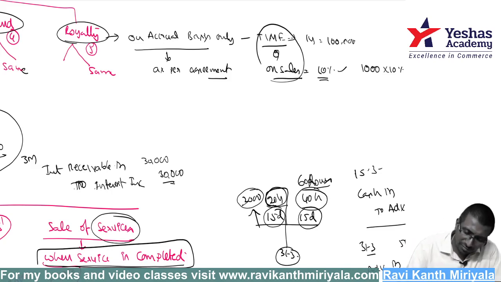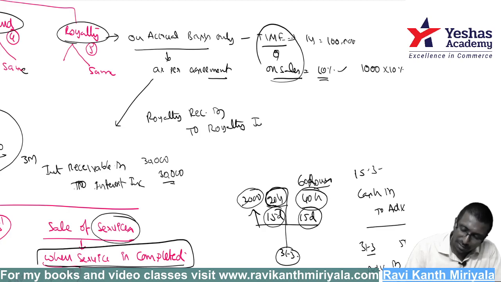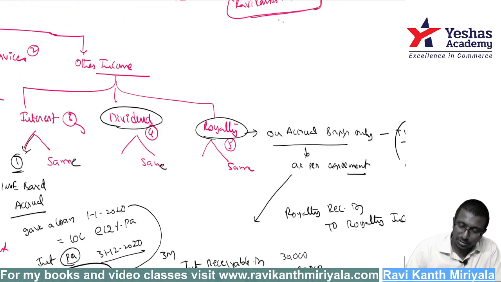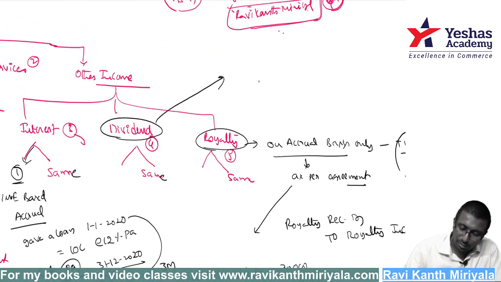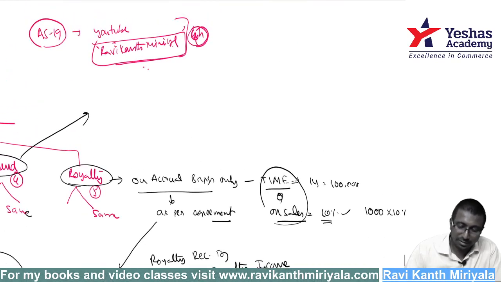Here also the journal entry will be the same as before: royalty receivable account debit, to royalty income. You may be receiving it in the next year. Like this, you are supposed to record the journal entry. Got it? Done. Next, with respect to dividend, generally questions will be asked on dividend.